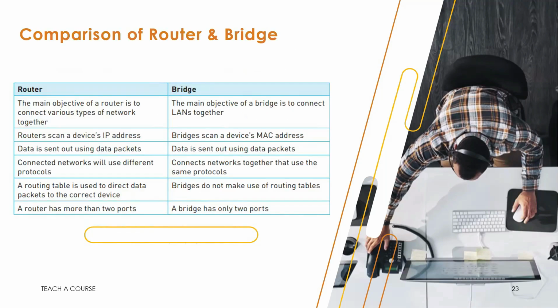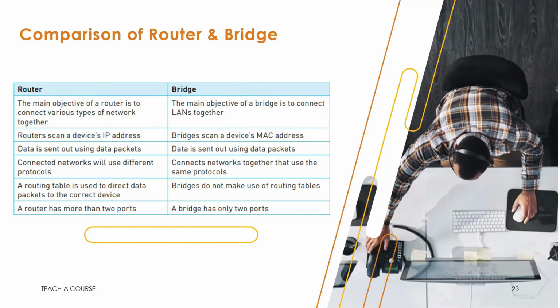So let's look at a comparison of routers and bridges. The main objective of a router is to connect various types of networks together, whereas the main objective of a bridge is to connect LANs together. Routers scan a device's IP address. Bridges scan a device's MAC address. So the bridges are going to look at the MAC address instead of the IP address.